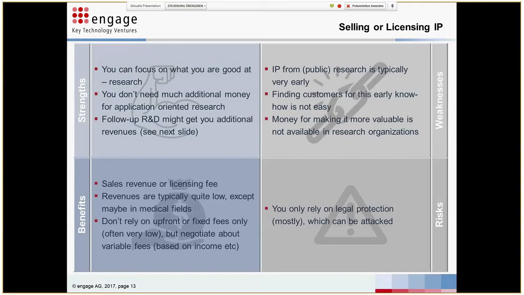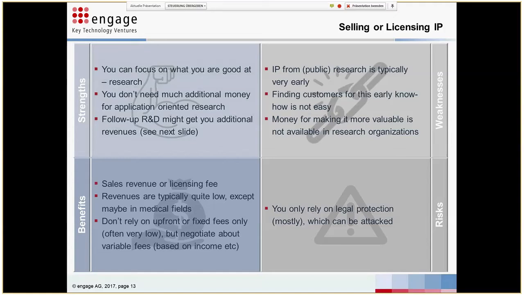The strength, or the pro, of selling or licensing IP is that you can focus on what you're good at. You can focus on research and leave the commercial things to your industrial partner who licenses your IP. And for this, you also don't need much additional money for application-oriented research. And if you actually need to do some application-oriented research, because, for example, your industrial partner asks you to do so, then they will typically pay for this. This I will go into on the next slide in a little more detail. So the main strength is that this is relatively simple for the research organization.